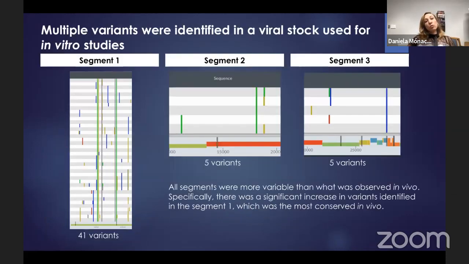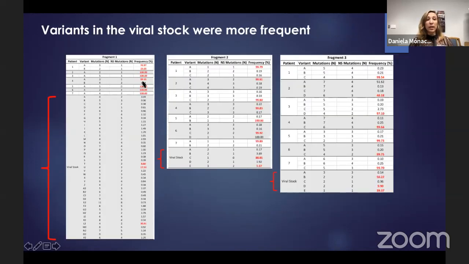And then going into what we see when we look at the viral stock, you can clearly see that we see much more variation in the viral stock, especially in segment 1. And when we compare frequencies calculated for the patient samples and the viral stock, you can see there are many more cases of variants with higher frequencies.